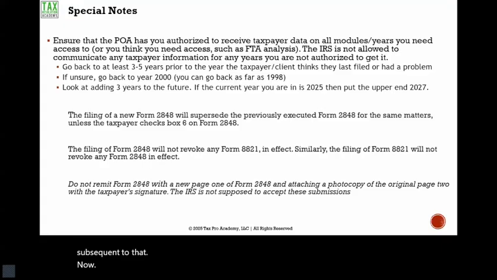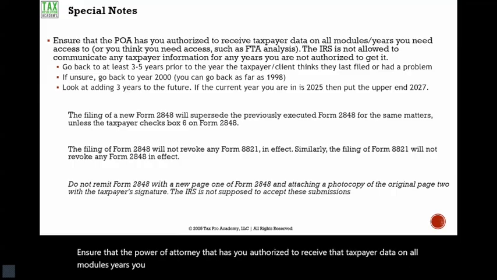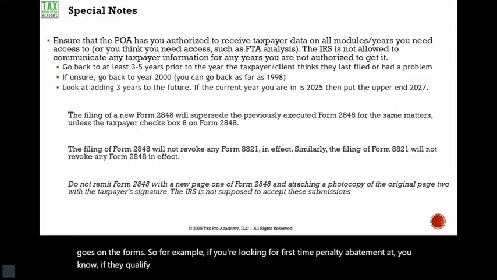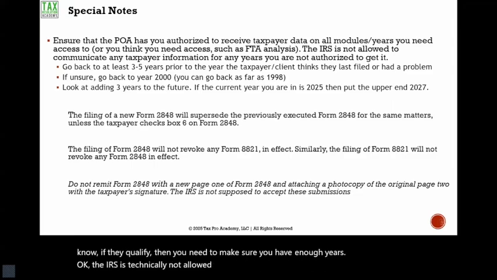Now, ensure that the power of attorney authorizes you to receive that taxpayer data on all modules and all years you need. I'll talk a little bit about this one, and I'll show you where it goes on the forms. For example, if you're looking for first-time penalty abatement, if they qualify, then you need to make sure you have enough years. The IRS is technically not allowed to communicate any information to you that you're not authorized to get.